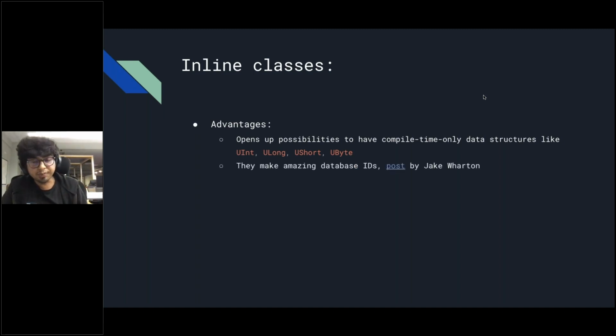There's a good post by Jake Wharton from 2018, I believe, or 19, where he gives a couple of examples. The database IDs essentially are long values. You can easily mix up what is the long value for an animal or what is the long value for a book. So having inline classes over there could be really useful. That way you can identify which thing is what.